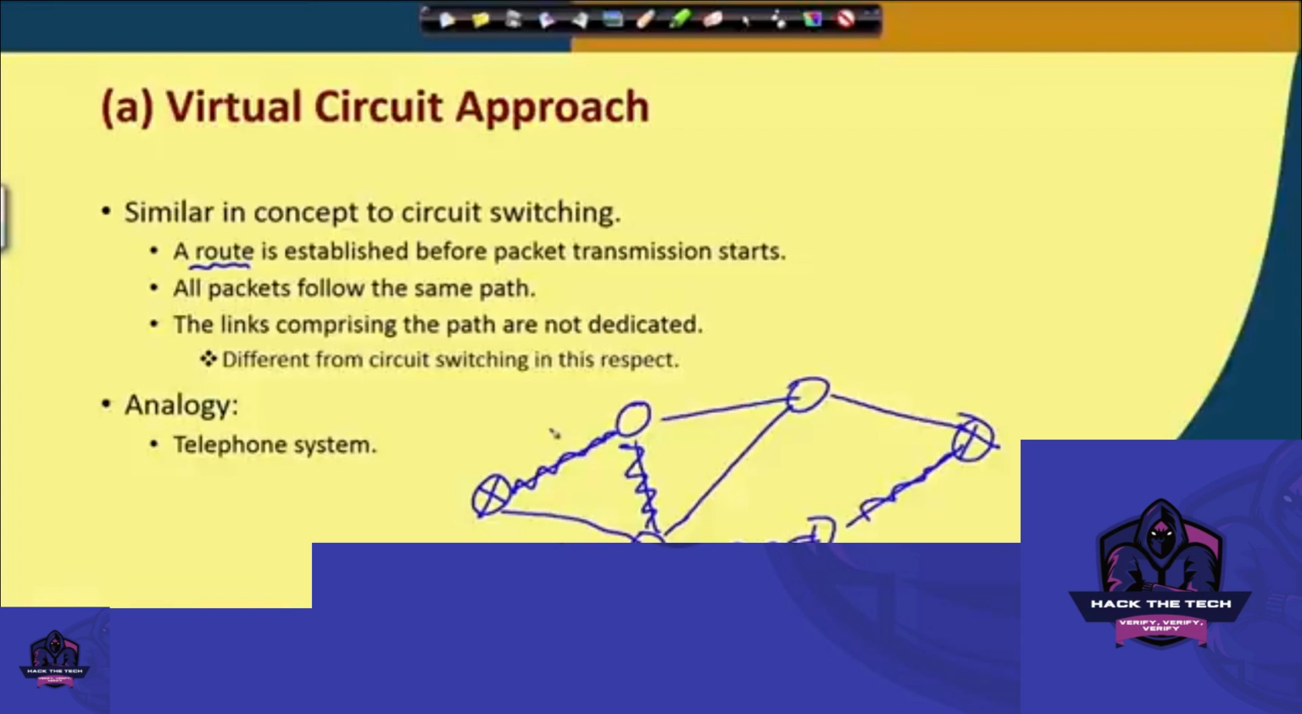Here again there will be something like a connection establishment phase where this route will be decided upon, and all packets will be following the same path. But the point to note is that the links here are not dedicated like circuit switching. Since packets are passing, the same link may be part of another virtual circuit, some other communication going on that may also be going through that same link. In that way, some of the links or paths may be shared, they are not dedicated. This virtual circuit is somewhat similar to the telephone system that we use today.